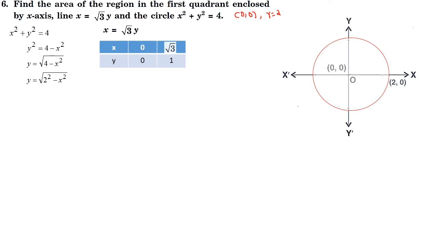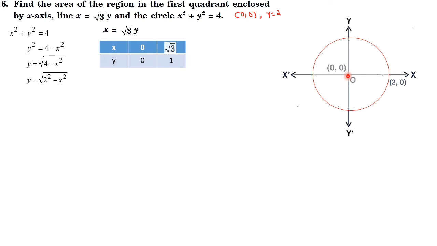First I am putting y as 0. Putting y as 0 means x is root 3 into 0, so 0 will be coming. Then next I am going to put y is equal to 1. If I put y is equal to 1, x will be root 3. So it is substituted here. So (0, 0) is one point, and (root 3, 1) is another point. So we have got 2 sets of points. 2 points are enough to get a line.